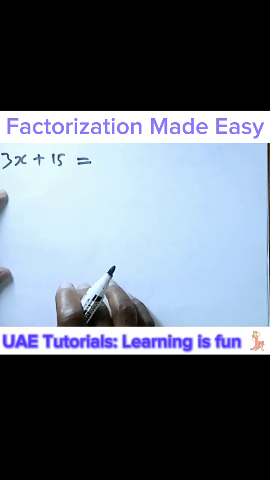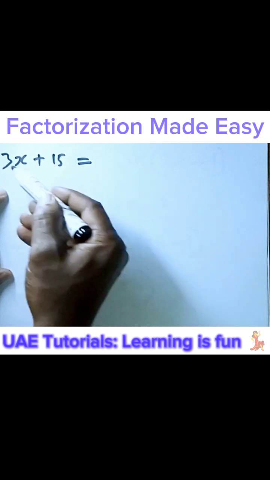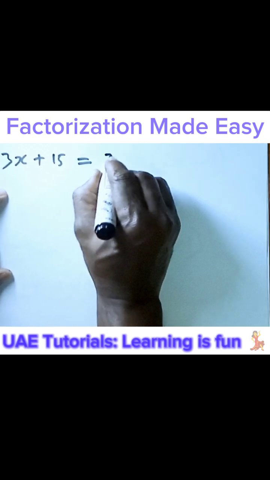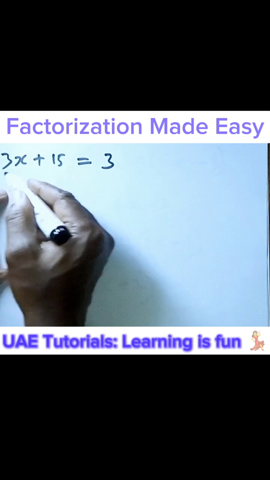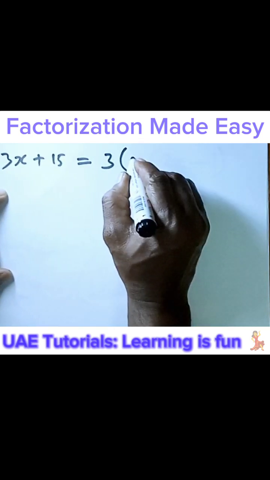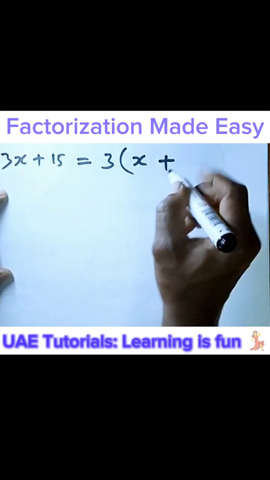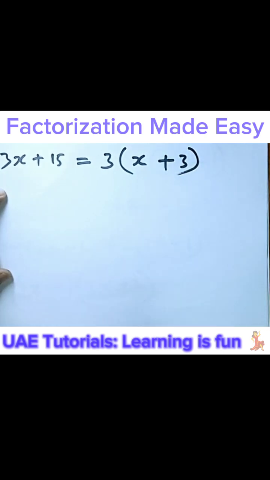Let's factorize 3x plus 15. What is common between these two expressions, 3x and 15? What is common is 3. X is not common, but 3 is common to both 3 and 15. So we'll bring out the 3. Now, when 3 divides 3x, what you will get there is x. And when 3 divides 15, you'll get 5. So that's it. That's the factorization.